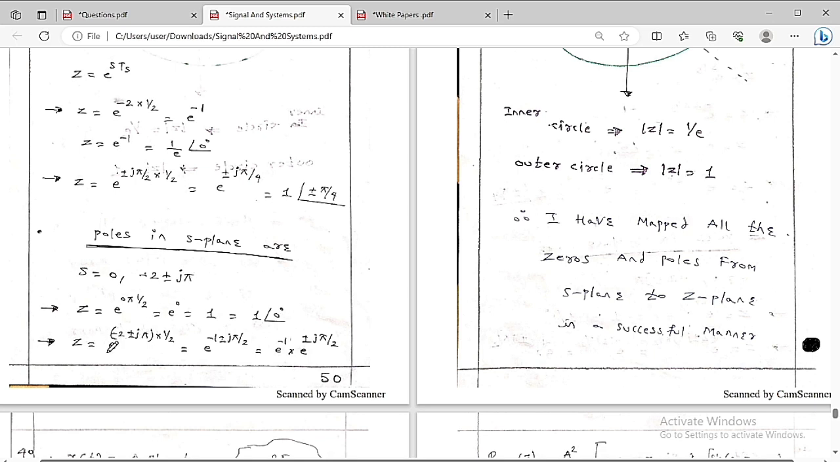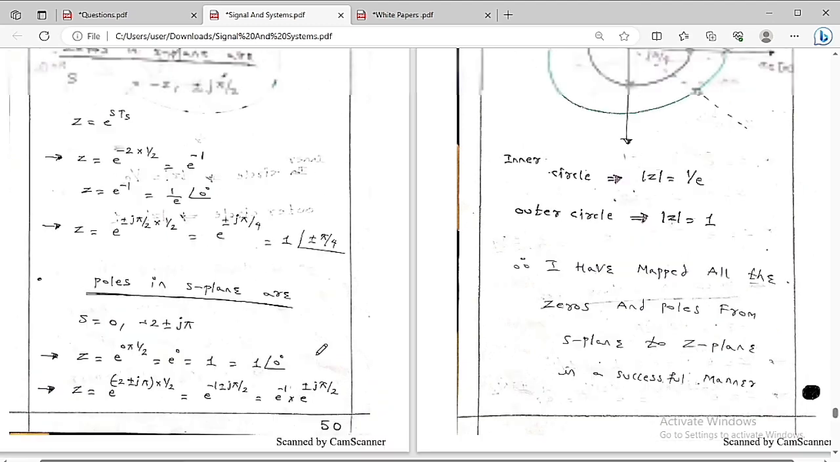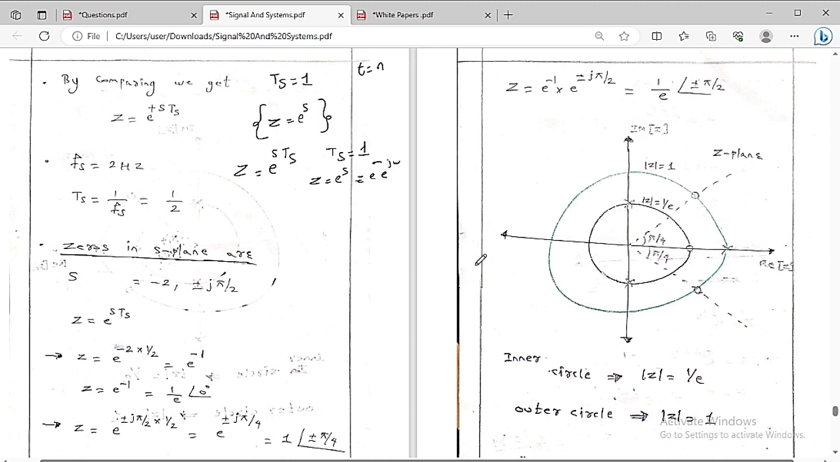Similarly, Z = e^(sTs) with S = minus 2 plus or minus j pi, times Ts = 1/2. Simplifying, we get e to the power of minus 1 plus or minus j pi by 2. Using e^(m+n) = e^m times e^n, this is e^(-1) times e^(±j pi/2). So the magnitude is 1 by e and the angle is plus or minus pi by 2.